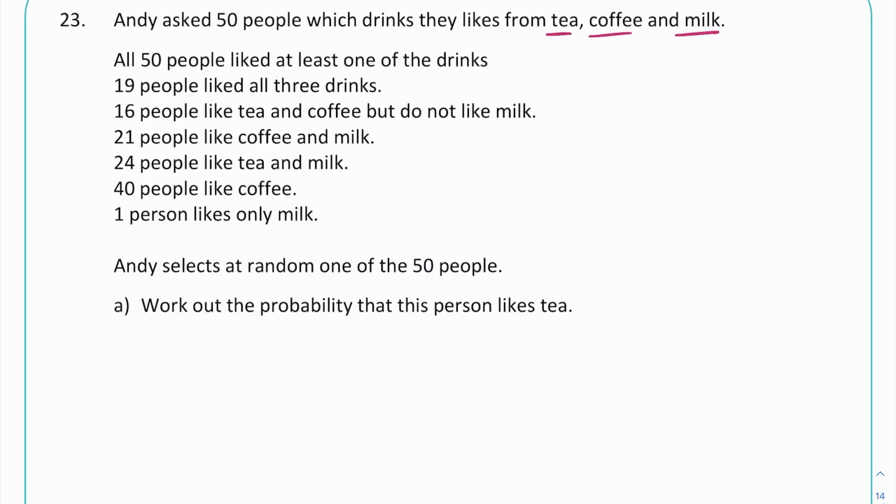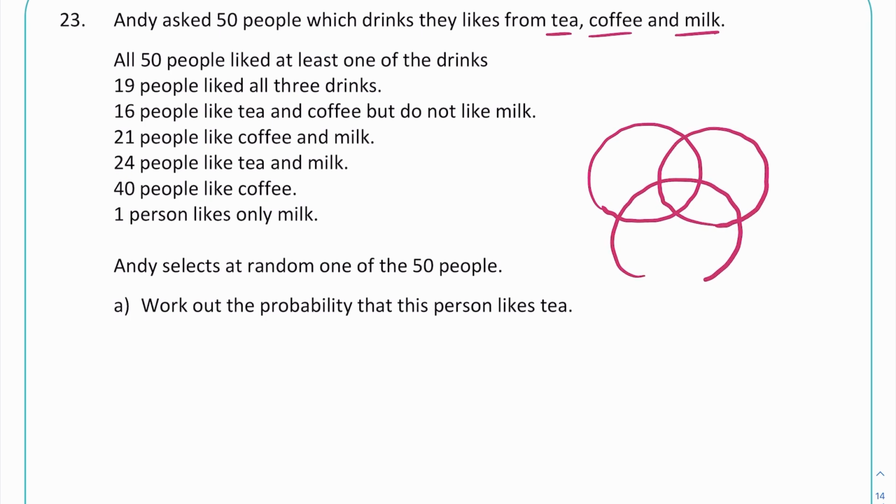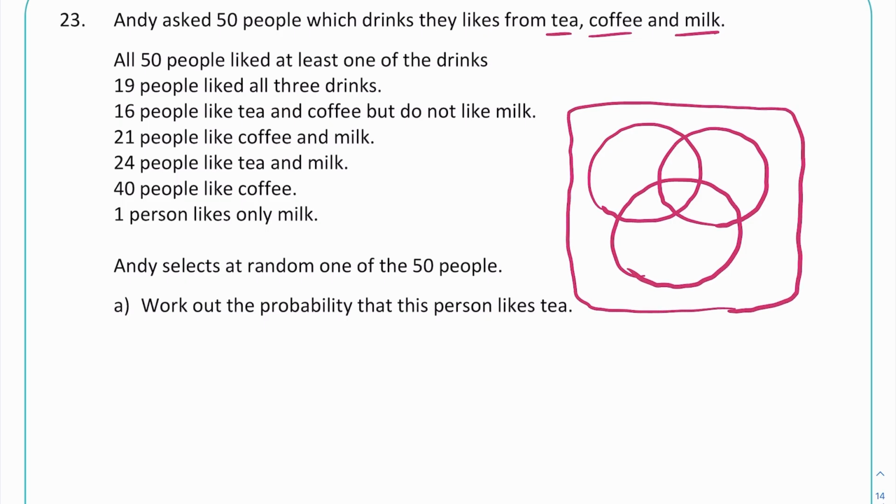And when we're doing this, we obviously need a bit of space, but I'm going to try and squeeze it all in over here, see if I can make it fit. So I'm going to do 3 circles for my Venn diagram and make sure I've got the box around the outside for any that don't like any drinks. So here I'm going to label it up from left to right, the ones we were given. So tea, coffee, milk. I'm just going to go through line by line, ticking everything off.